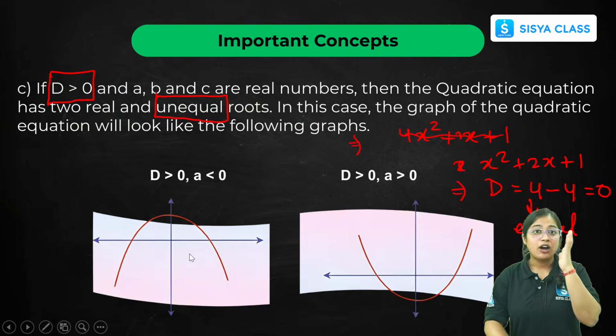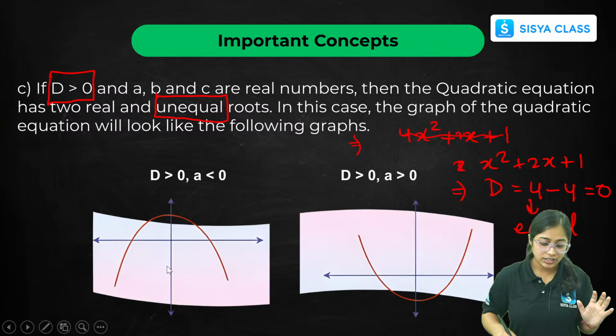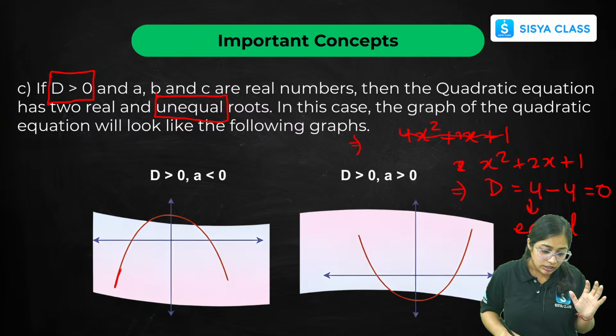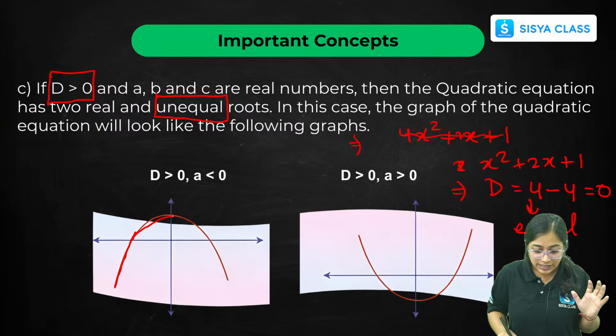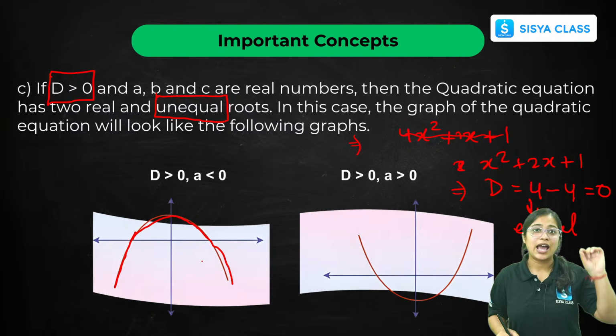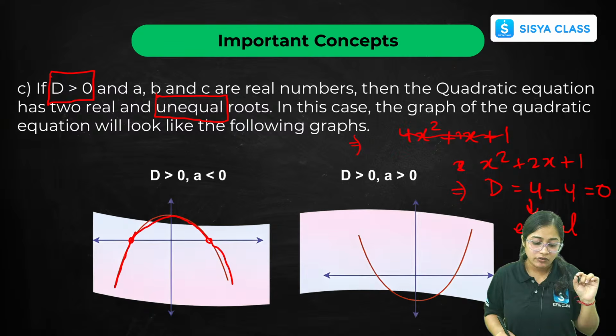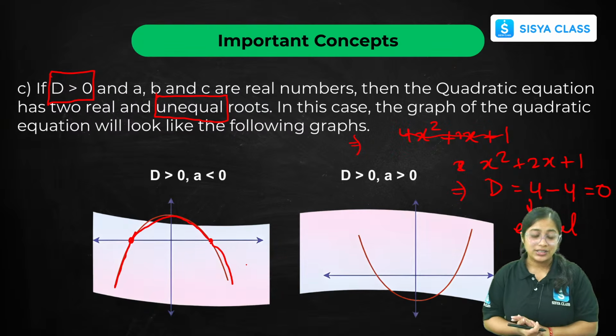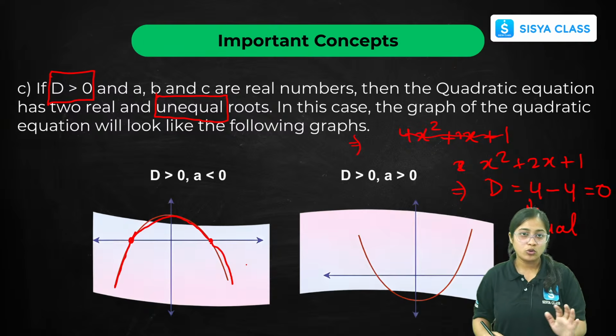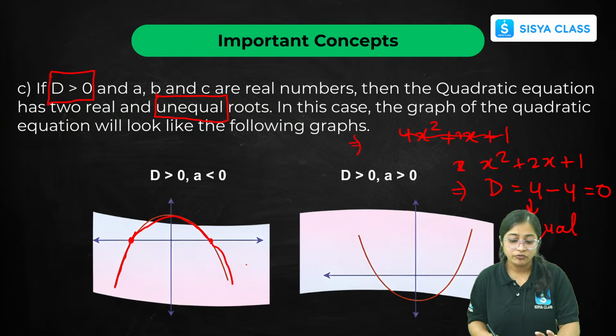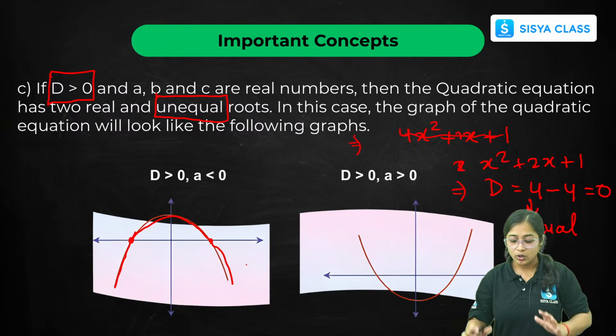And how does the graph of your equation look in that case? You will get a graph in which it intersects your x-axis at 2 points, right? Because it has 2 unequal roots, it will intersect your x-axis at 2 different points, okay? So this was the nature of roots of your quadratic equation when you know the discriminant.